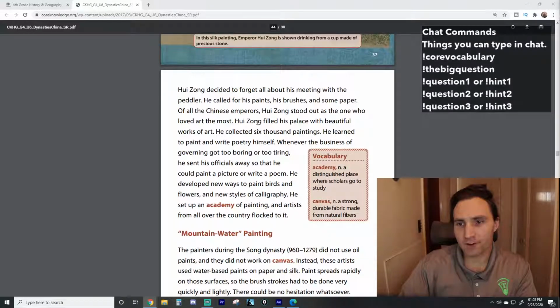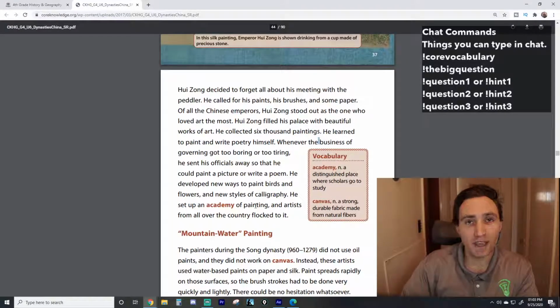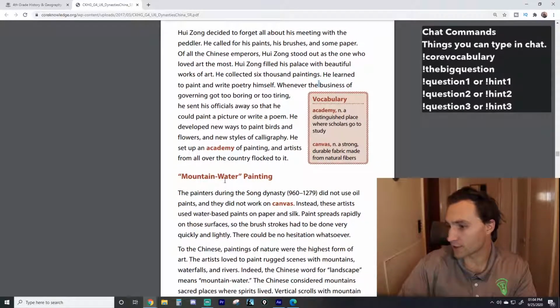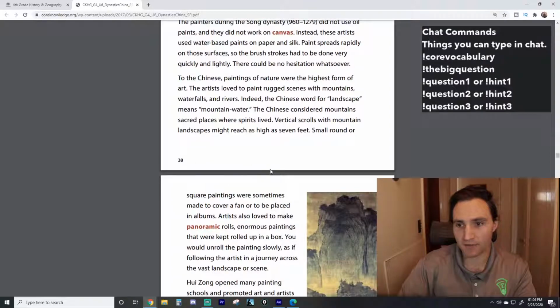So Huizong filled his palace with beautiful works of art. Remember, he collected 6,000 paintings. He also learned to paint and write calligraphy himself. We also learned that when being an emperor got too boring or too tiring, he would go by himself and paint birds and flowers and those things. That's how we know that he was interested in art. It was a big part of his life.